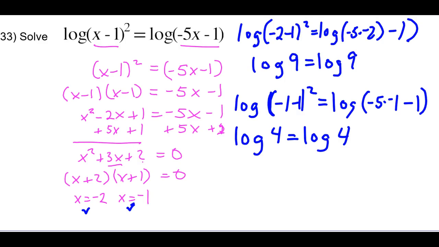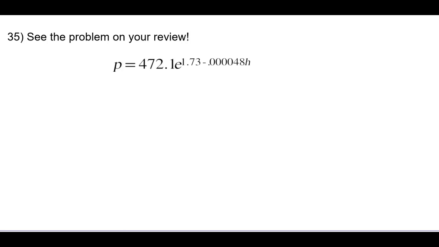Our last problem is number 35. You need to read this problem on your review. I'm not going to read it aloud to you, but it's about the pressure in the lower stratosphere. It defines the variable P as atmospheric pressure in pounds per square foot, and H is height, or altitude. It's asking for the height when the pressure is 150 pounds per square foot. So I'm going to put 150 in for pressure.